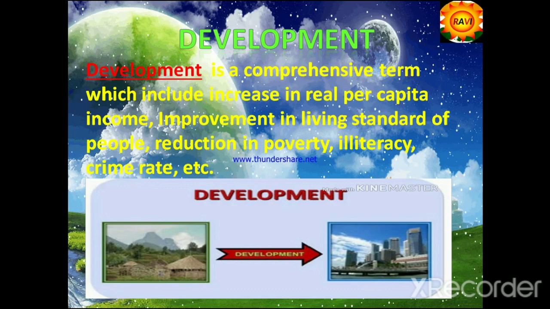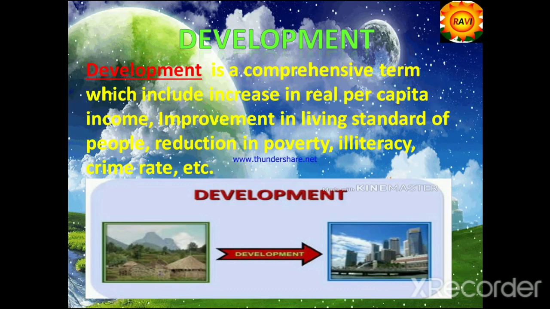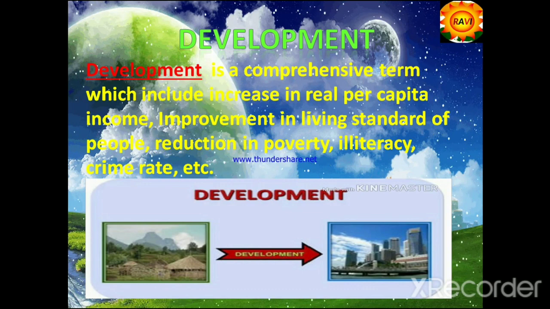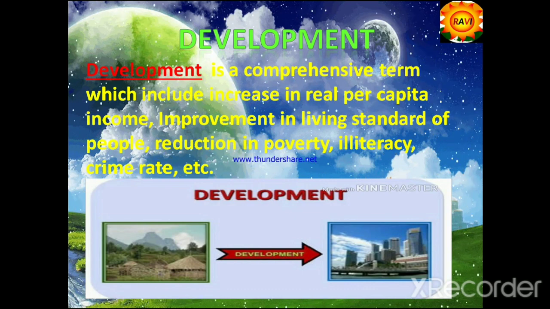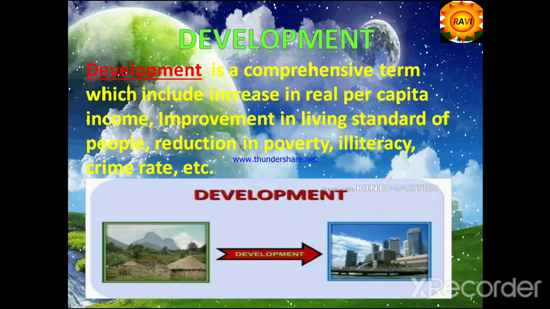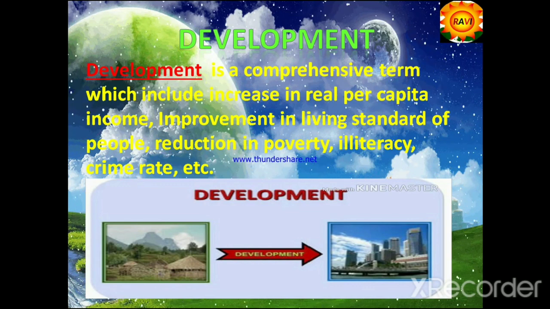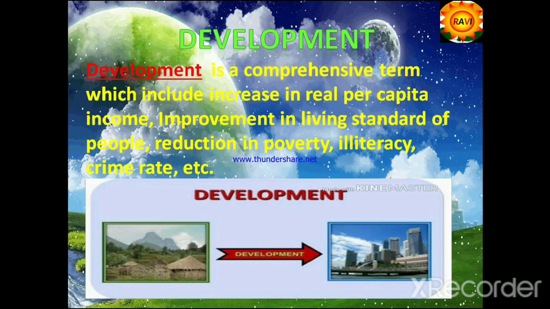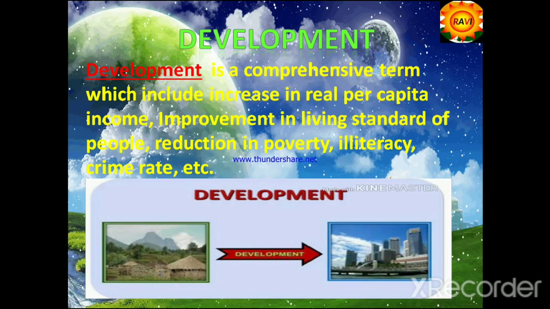Second is reduction in poverty. Under this development, poverty is one of the important aspects. If a large number of people are living below the poverty line, then we cannot say that the country comes under the developed category. If very few people are living below the poverty line, then we can say that the country comes under developed nations. So based on poverty, we can easily divide the countries into developed nations, developing nations, and underdeveloped nations.